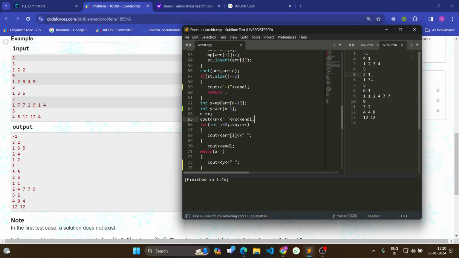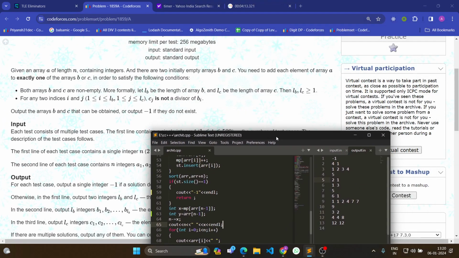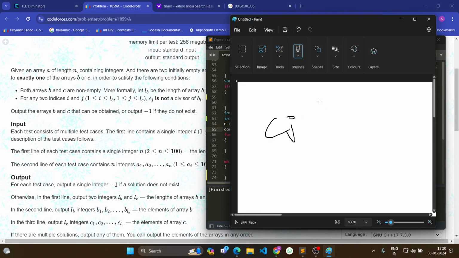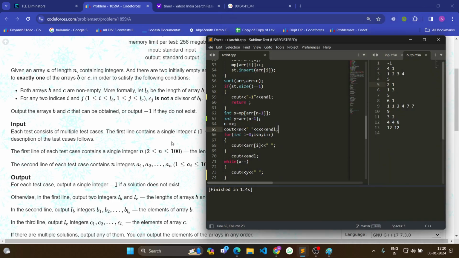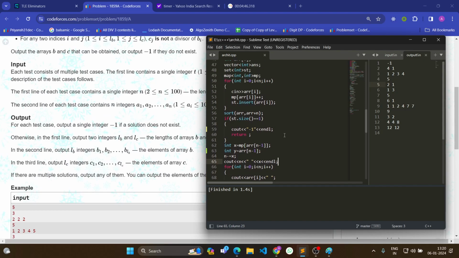So yeah, the question is that I'm given an array B and an array C, and the length should be greater than or equal to 1, and then for any two indices, Cj is not a divisor of Bi. That means for any Cj, Bi mod Cj must not be equal to 0. So what I have done is I have searched for the maximum element and I have put it in one place, and all the other elements will be in the other place. And since there is no 0, anyway I can do this, and the answer should be right.